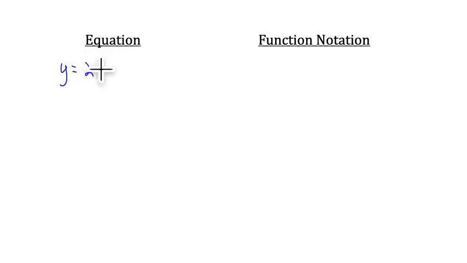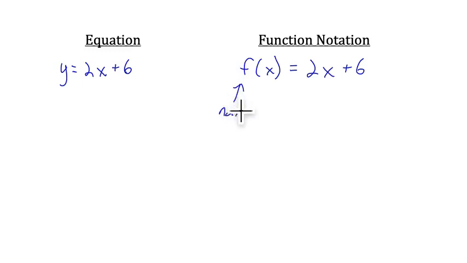With an equation like y equals 2x plus 6, we can rewrite that in function notation as follows. We just say f of x equals 2x plus 6. Now, we see here the only thing that's different is instead of writing y, we have this f and the x. Now, this does not mean f times x. With function notation, the f is actually just the name of the function. So this function over here is the f function.